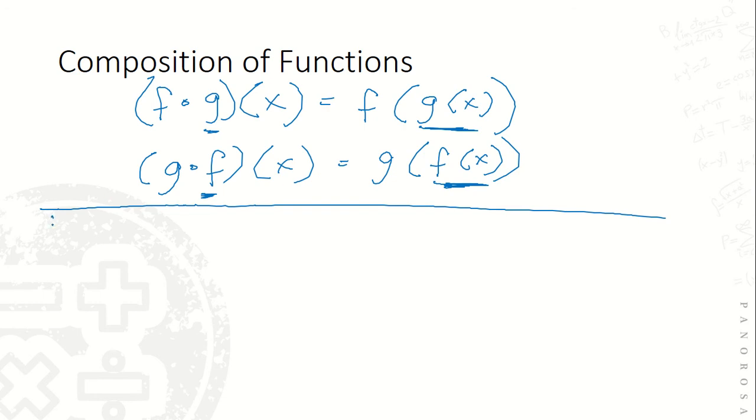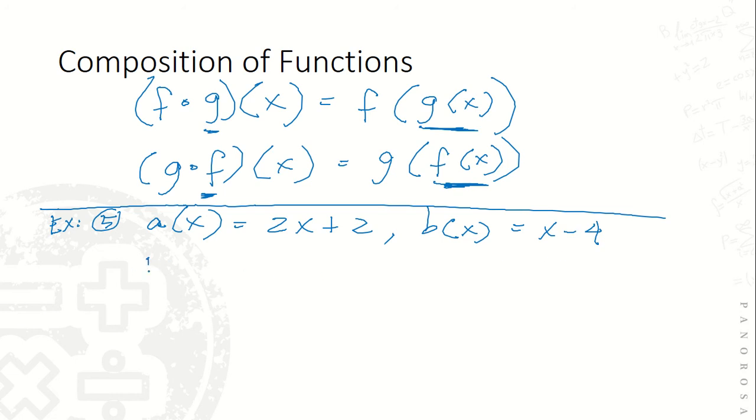So we have example number 5. For example, we have here a of x equals 2x plus 2. And then we have b of x equals x minus 4. So example, we need to find for b composition of a of x. So that will be b of a of x.